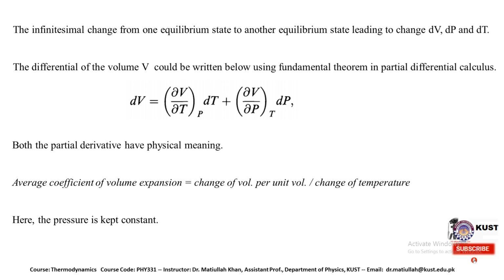So here the first thing we want to know is the first part of this. We know that the average coefficient of volume expansion is the ratio of the change of volume per unit volume and the change of temperature. In this case we consider the pressure to be a constant quantity.